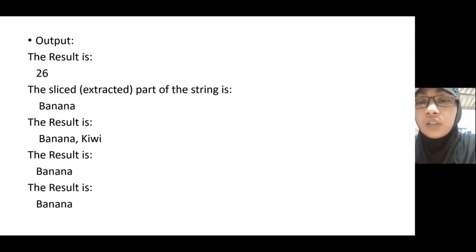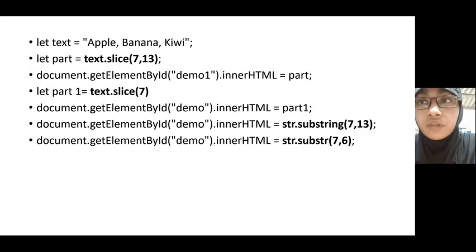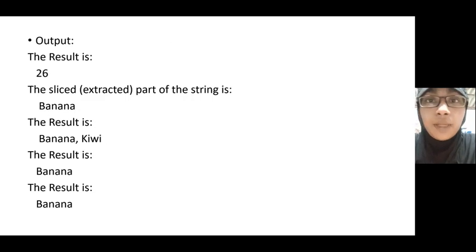The result is banana. That is substring of 7 comma 13, and also we get the characters between 7 and 13. That is, we got banana, and the substr method also gave the output banana. Now let's move on.